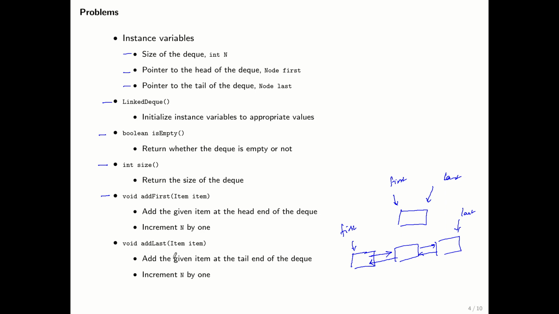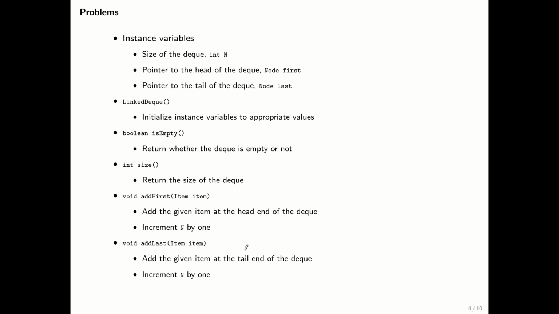Add last is a similar idea. Here you're adding something, the generic item, into a node at the end of the deck. Again, you have to be careful about the edge case scenario. You first add the given item at the tail end of the deck, and then increment n by 1. And if this is the very first item that you're adding to the underlying linked list, you want to make sure that you end up with a node that is pointed to by both first and last.